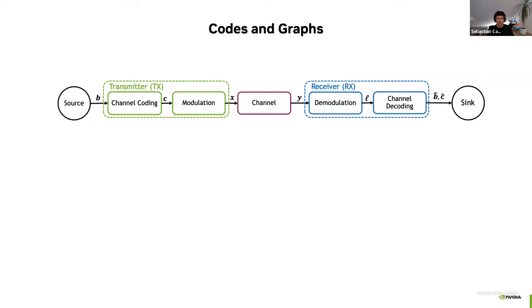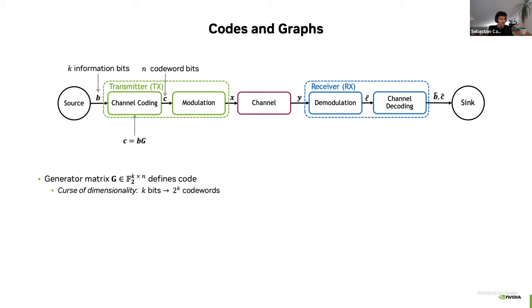Okay, so I think it's a coding workshop, so I don't need to go into the very basics, but just to clarify the terminology, we denote the information bits by B and the code word bits by C. The task of channel encoding is essentially that we encode K information bits into N code word bits. The problem from a machine learning perspective is the curse of dimensionality: only K bits lead to 2^K code words.